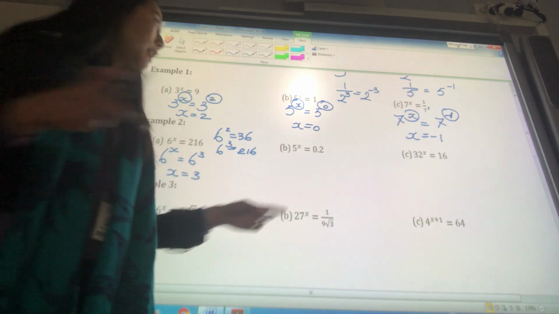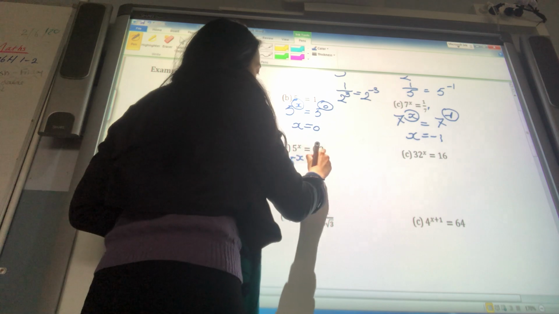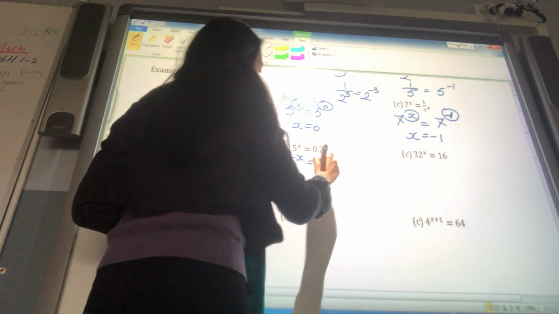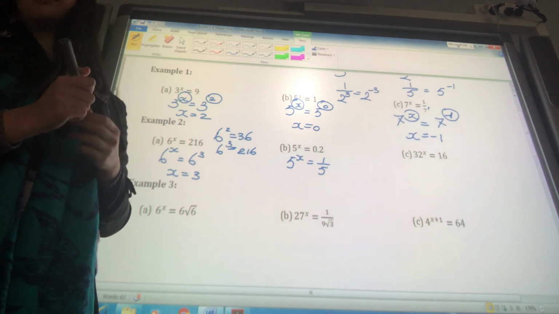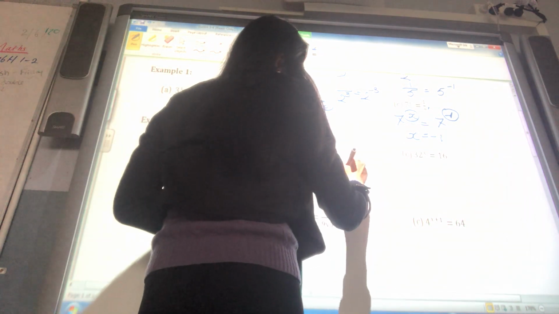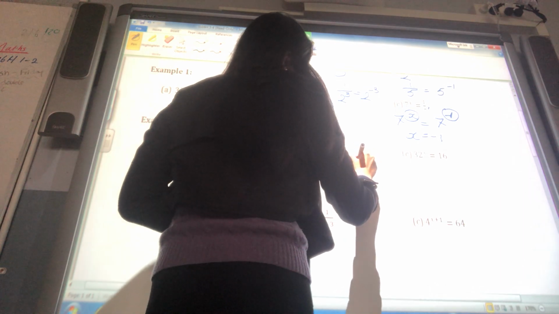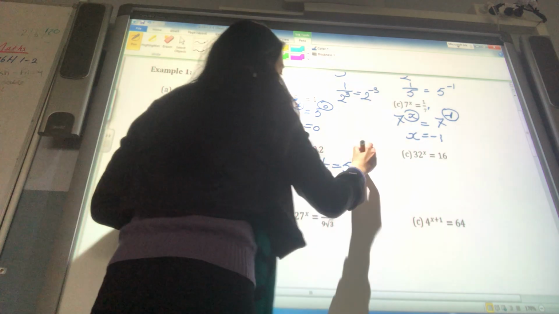And what's the fraction going to be? 1 over 5. So 5 to the power of x is 1 over 5. And can I rewrite 1 over 5 as an index? What is it? 5 to the power of minus 1. Now the bases are the same. I can say x and minus 1 are equal.